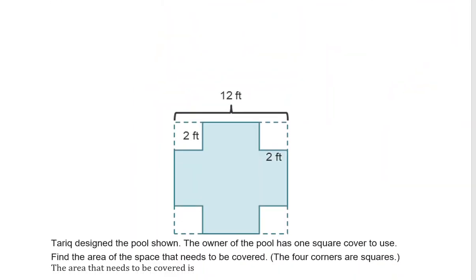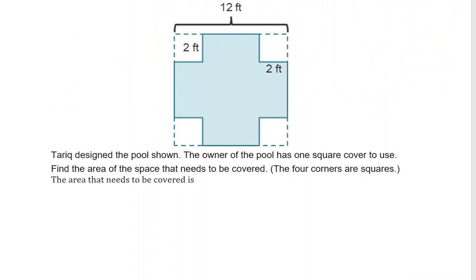Okay, another example. The owner of the pool has one square cover to use. Find the area of the space that needs to be covered. The four corners are squares.